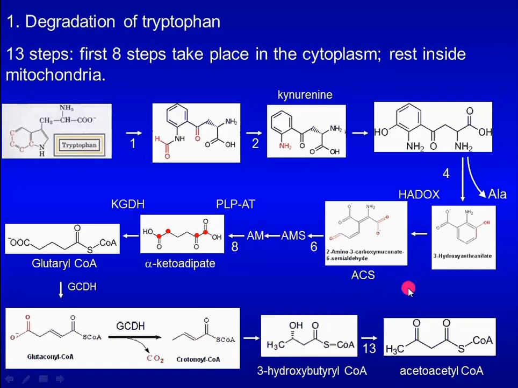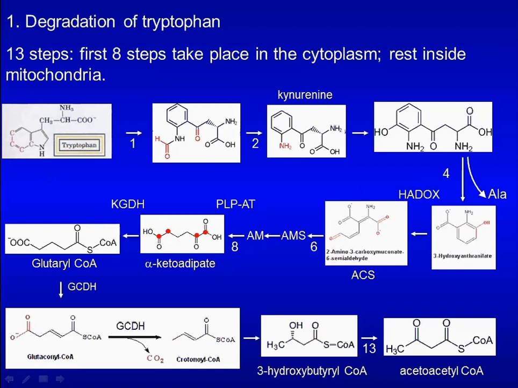In step 8, the amino group is removed by transamination. The result is alpha-ketoadipate with 6 carbons. These 2 carbons correspond to 2 carbons in tryptophan, and these 2 carbons correspond to the other 2 carbons in tryptophan.